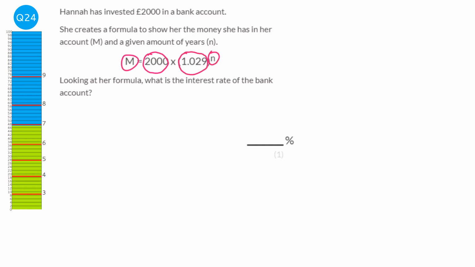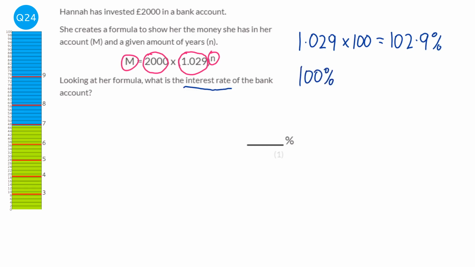So the way multipliers work is they are the percentage divided by 100. So if we go the other way and times it by 100 to make it back into a percentage, it will be 102.9%. Now it says, what is the interest rate of the bank? Well, this 102.9% is 100% plus the interest rate, which will equal the 102.9%. So the interest rate is going to be the 2.9%.